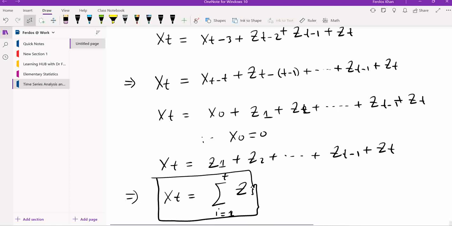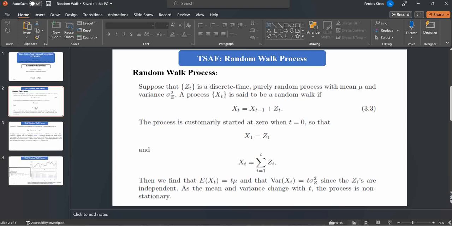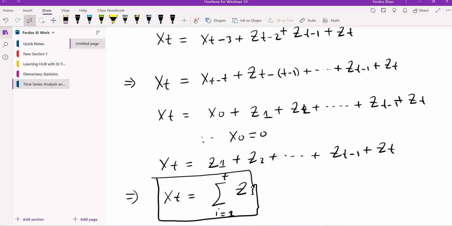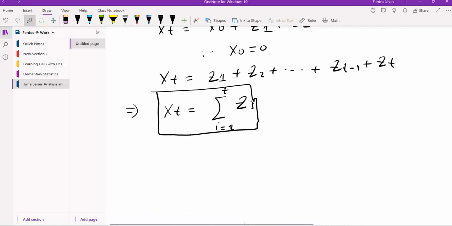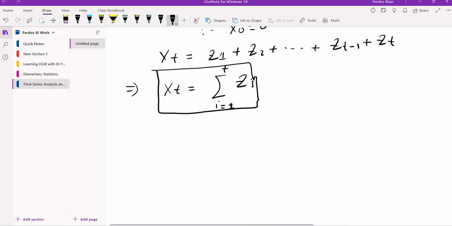Now this has some properties. You can see that we find that E of xt is equal to t mu. You can prove this in one or two steps. Just look how you can do it. So this means that xt equal to, you already know that this is equal to the sum from i equal to 1 to t of zi.